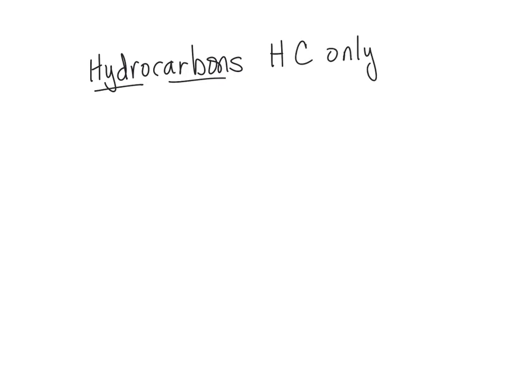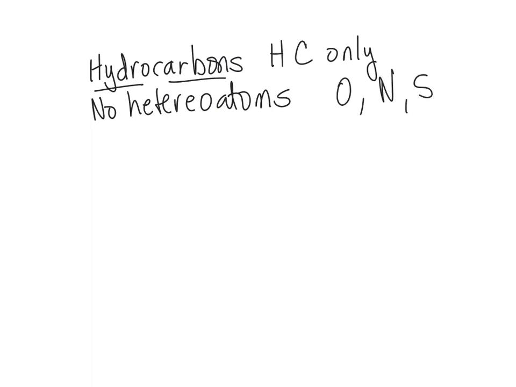So alkenes are hydrocarbons. Hydrocarbons are compounds that have hydrogen and carbon only, which means there are no heteroatoms. Heteroatoms are elements such as oxygen, nitrogen, and sulfur. Now, so we have alkanes.